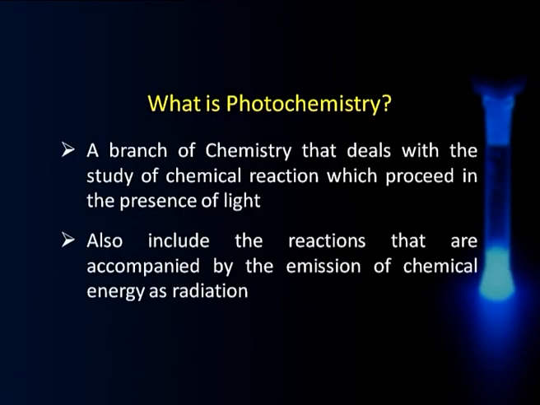But it also includes the reactions that are accompanied by emission of chemical energy as radiation. That means you have a reaction taking place, and the energy changes are coming out in terms of radiation. We will talk more about it as we proceed. So it basically concerns two things: first, a reaction taking place because of light, which is the prime thing here, and also light coming out as a consequence of a chemical reaction. Let us take some examples here.